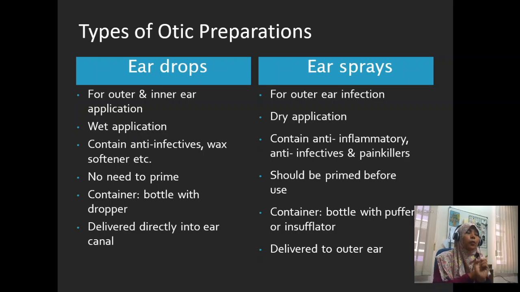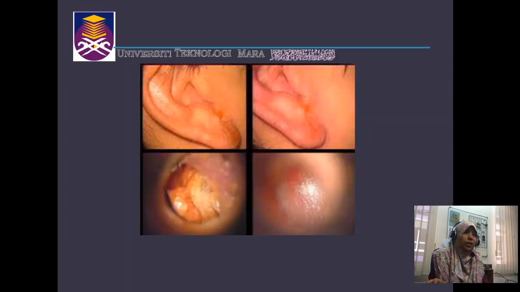You don't need to prime your ear drops. The bottle usually comes with a dropper, so it is delivered directly into the ear canal. For ear spray, you should prime it first before use, and the container is usually a bottle with a puffer or insufflator. It is delivered to the outer ear because it's only for outer ear infection.